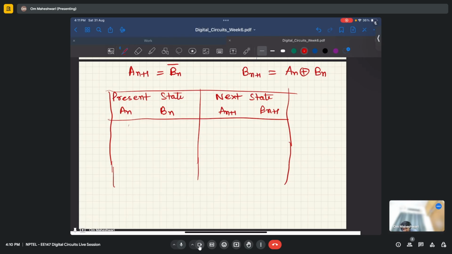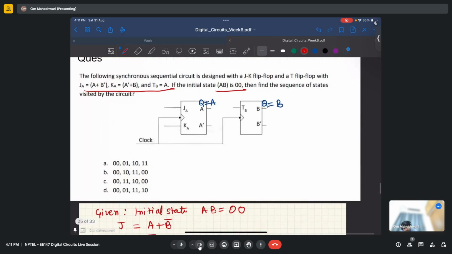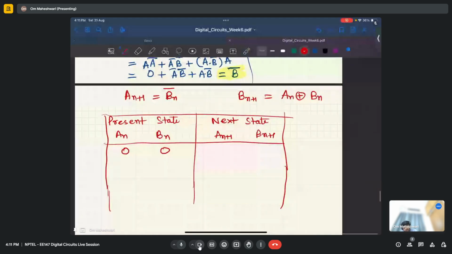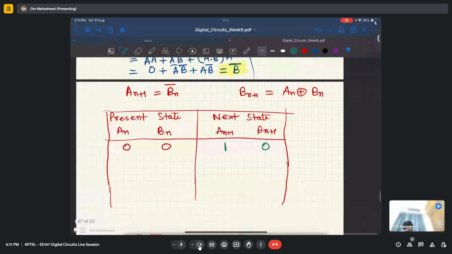We have 0 0, which is the present state given to us here. Then we will write the next states. An plus 1 is Bn bar. Bn plus 1 is An XOR Bn, which is 0. Then this 1 0 will become the present state.